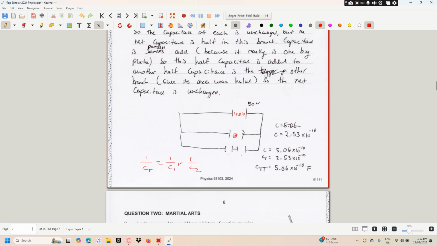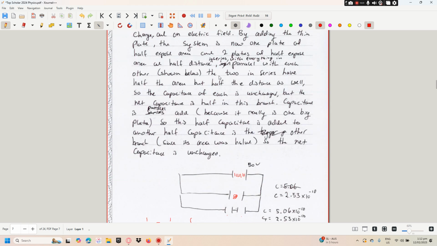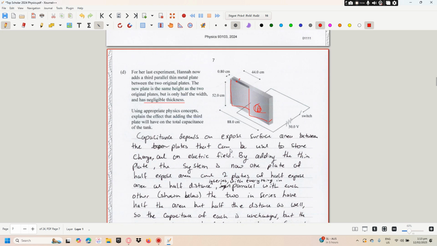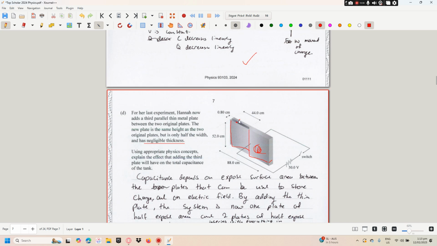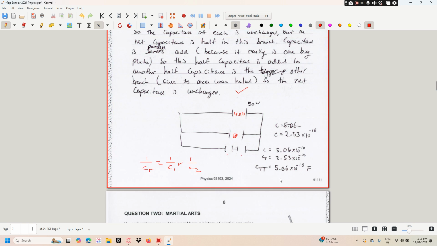If you don't know how to work with parallel capacitors or series capacitors, then I suggest you go back to working at level 3 for a bit until you get that. But the main conceptual breakthrough is to understand that this diagram is the same as this diagram. Once you're there, it's easy to say that the net capacitance is half in one branch, but capacitors in parallel add, so the half capacitance added to another half capacitance, and so actually the net capacitance is unchanged. And all of that gets you 8 for the section.